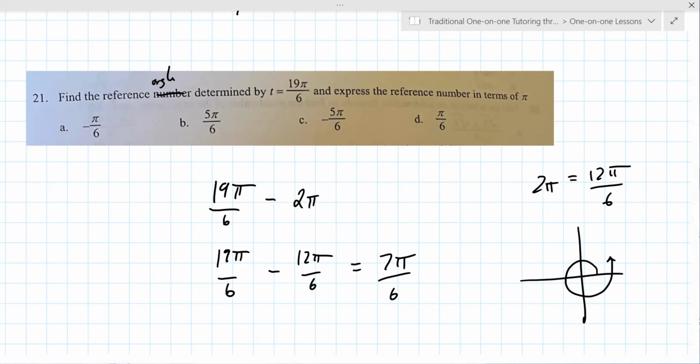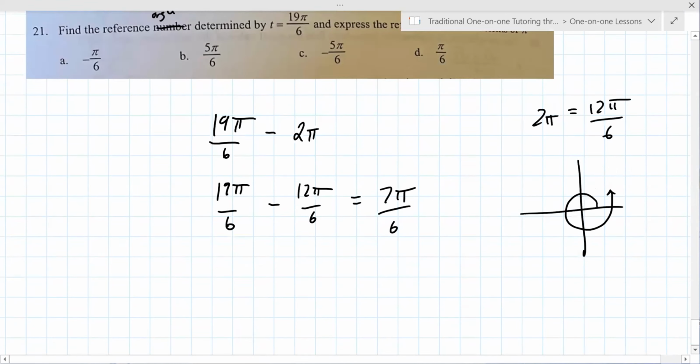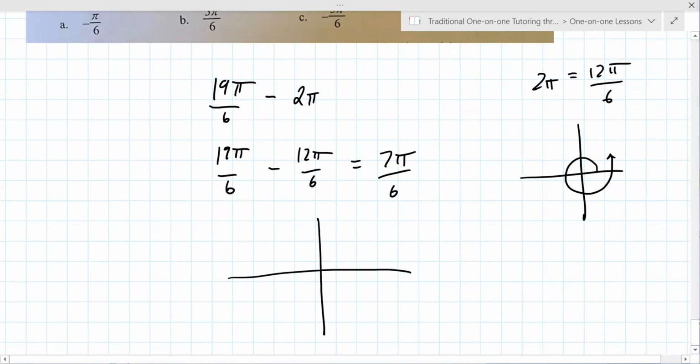And that helps you to figure out, well, where am I in the unit circle? Well, 7 pi over 6 is right there. The reference angle is always the angle that's made with the x-axis. So here you actually go back to get that reference angle. So it ends up being pi over 6.